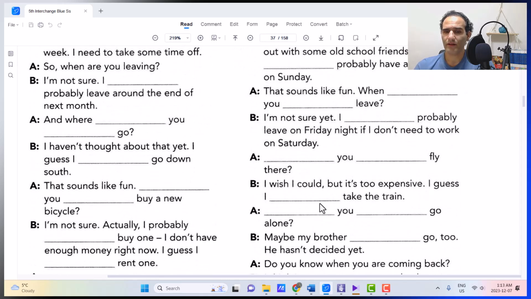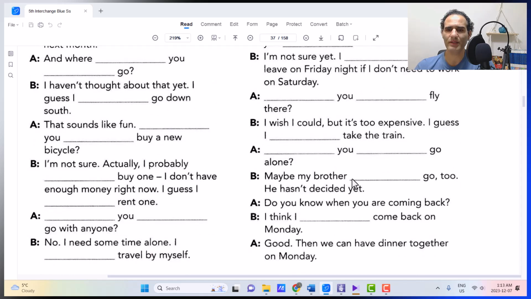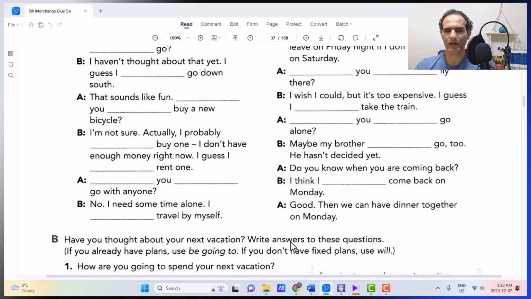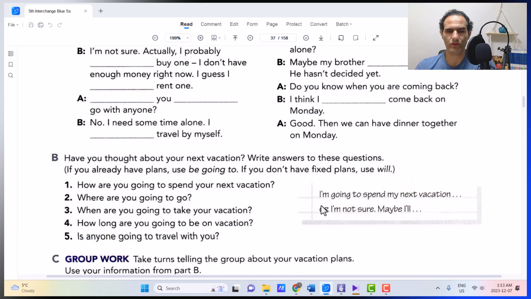Are you gonna fly there? I wish I could, but it's too expensive. I guess I'll take the train. Are you gonna go alone? Maybe my brother will go too. He hasn't decided yet. Do you know when you're coming back? I think I'll come back on Monday. Good, then we can have dinner together on Monday, okay? So this was some ideas about will and be going to, okay?